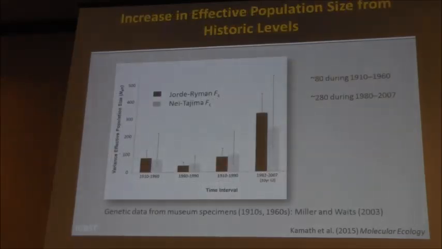We also compared it to historic estimates of effective population size. And this is based on some of the work by Miller and Bates back in 2003. We reanalyzed their samples, some of these historic samples, and this is our sample for the more recent time period. Again, it supports the same notion based on different techniques, that effective population size has increased quite substantially from about 80 in an earlier time period to about 280 in a more recent time period.